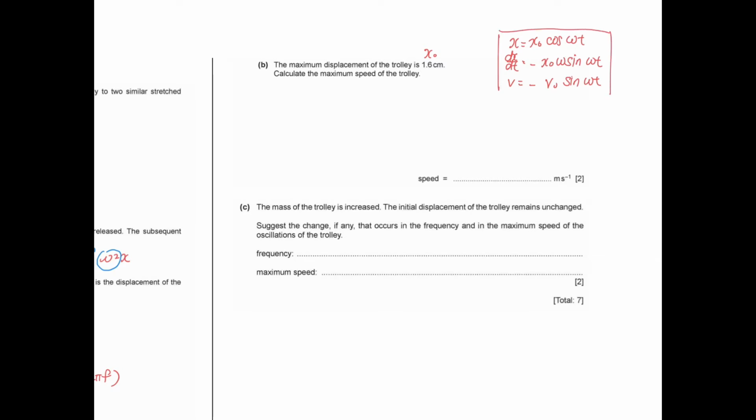Based on the discussion that we did just now, we know that v naught, the maximum velocity or maximum speed for this case, is equal to x naught omega. So you can write down straight away v naught equal to x naught omega, and then we substitute. x naught is 1.6 cm, change to SI unit. The omega is 2 pi f, so remember omega is 2 pi f. f is 2.0, we proved it already. And then you will get 0.201 meter per second.